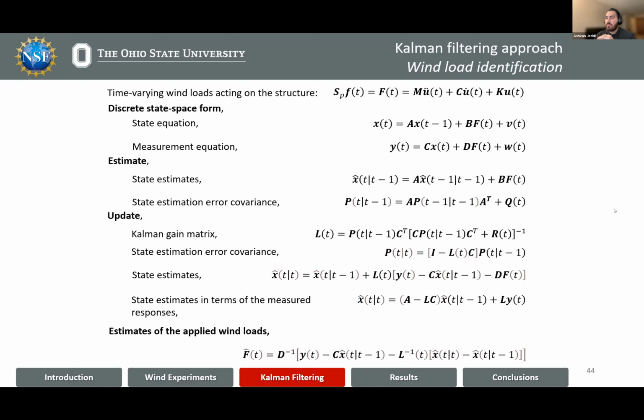And by using the inverse system matrices, we can estimate the applied forces. And to recall, these wind forces can be written in terms of the drag coefficients and gust response factors. Specifically, this method offers the ability to handle noisy data and the ability of data fusion.